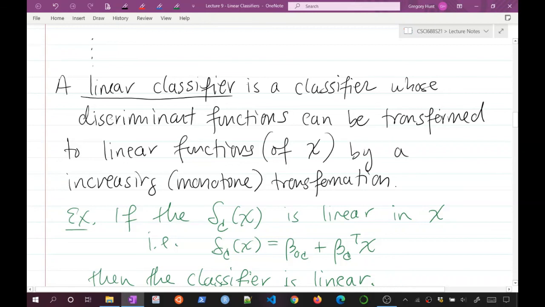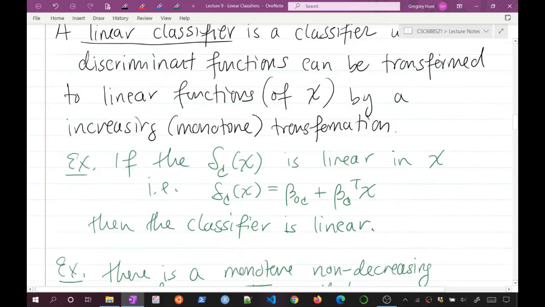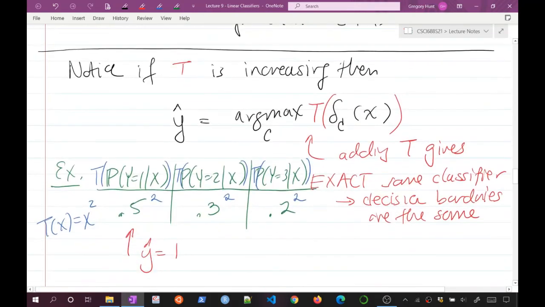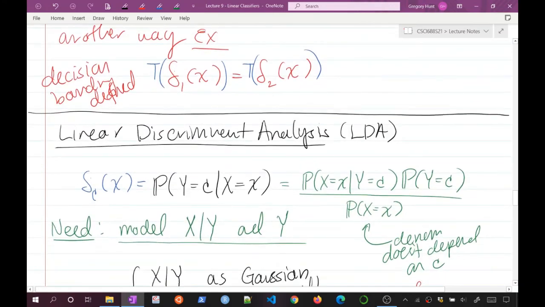A linear classifier is basically any classifier whose decision boundaries are linear. Or another way of thinking about it is that the discriminant functions are either linear themselves or can be transformed pretty simply to being linear by a monotone transformation. We talked about why that makes sense.